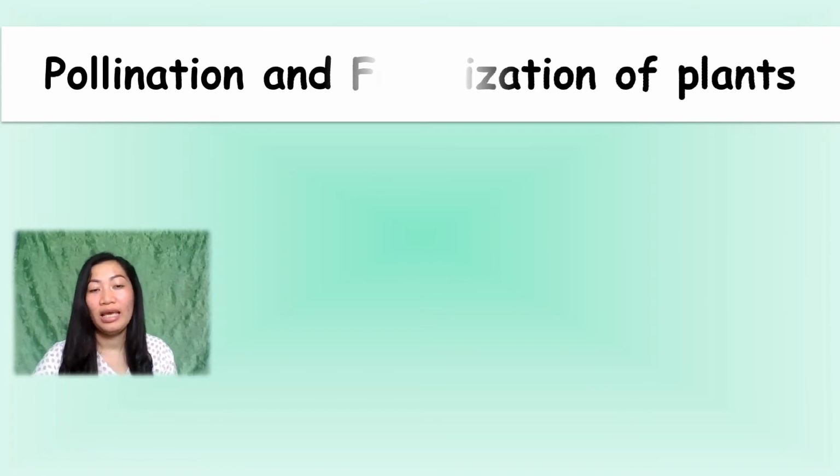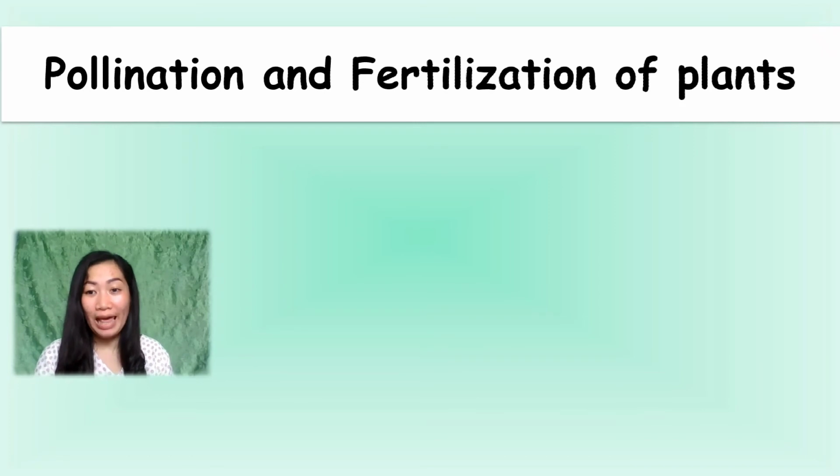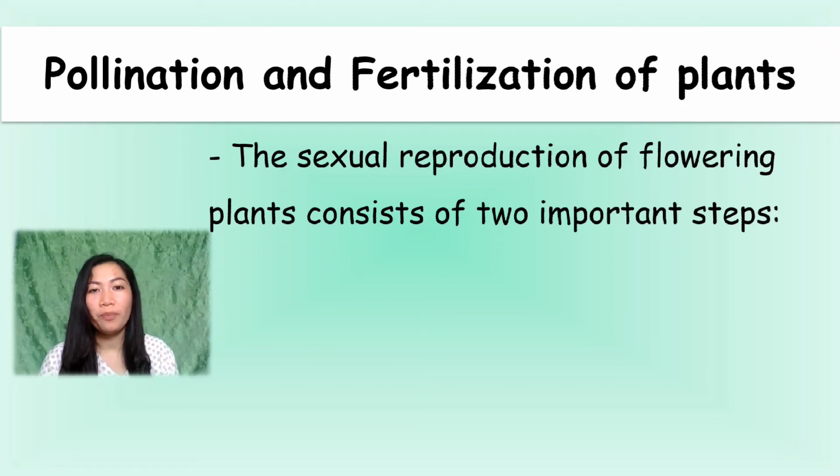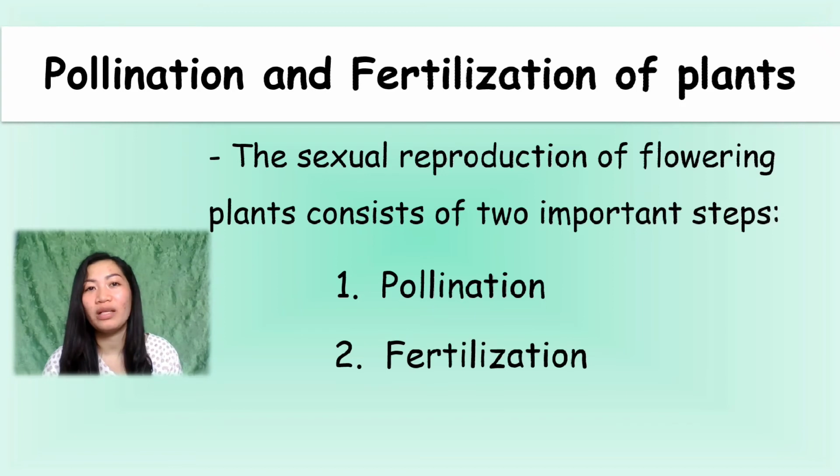And now let's go to pollination and fertilization of plants because this is our main topic, right? Pollination and fertilization happen only in flowering plants. Flowering plants go through two important steps. The first one is pollination and the second one is fertilization. In the next slides, we will be talking about these two steps one by one.